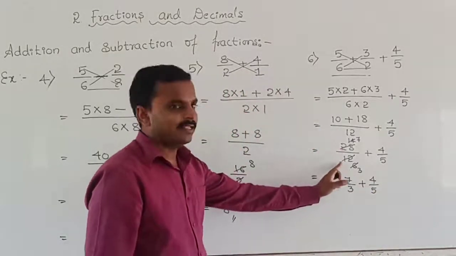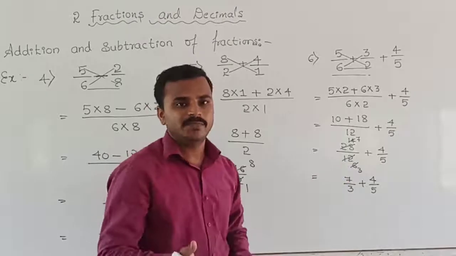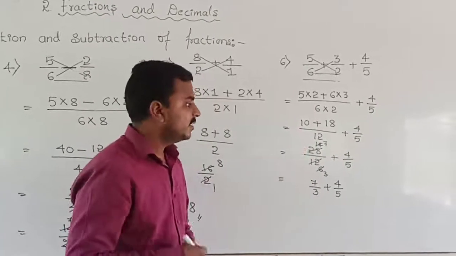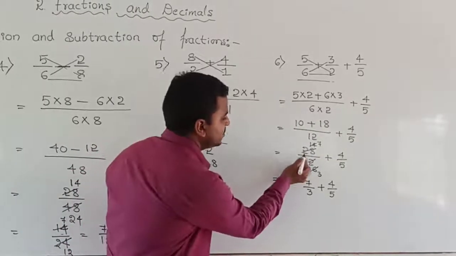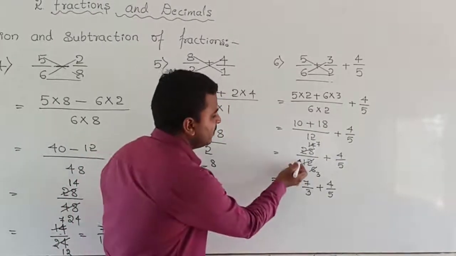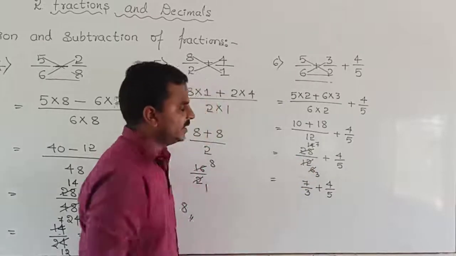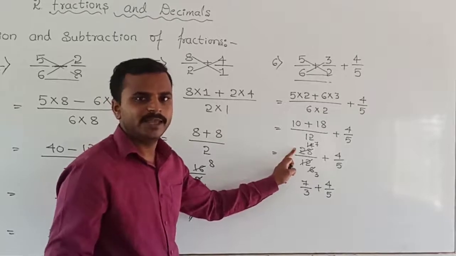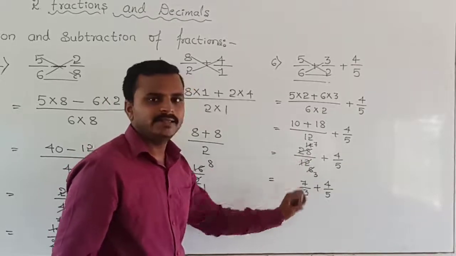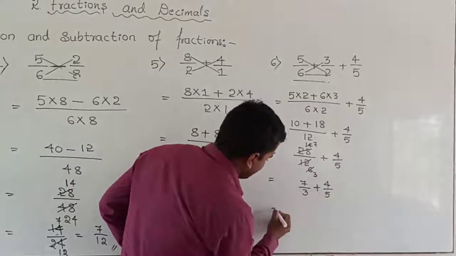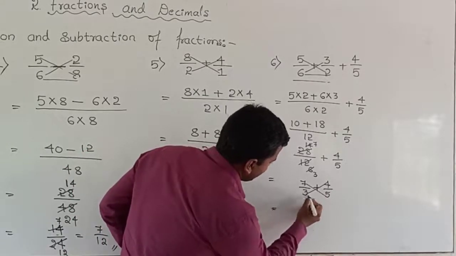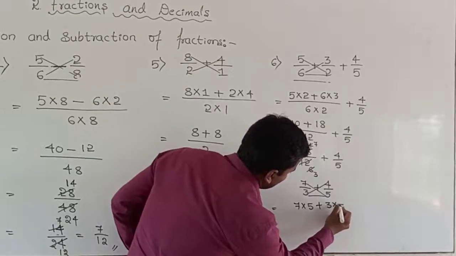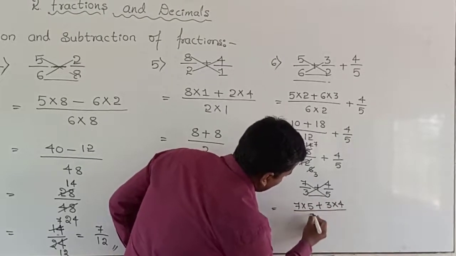Why do we cancel here? That becomes simple and easy. When you are calculating this type of problem, it is difficult when bigger numbers are there. It can be solved by an easier method by cancelling the given fraction if it is possible. Otherwise, you can solve it as it is. Next, solve this with cross multiplication here: 7 into 5 plus 3 into 4 divided by 3 into 5.